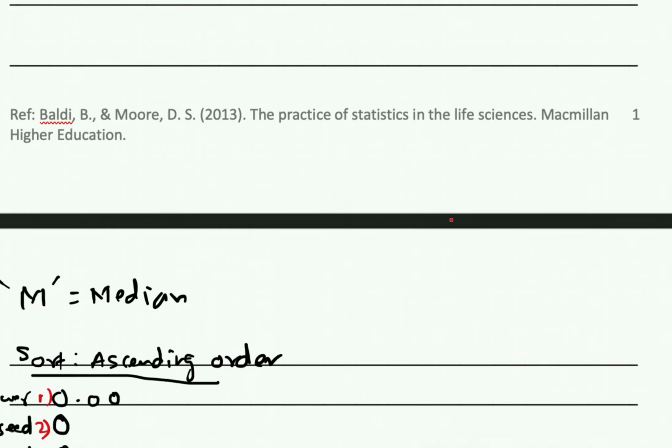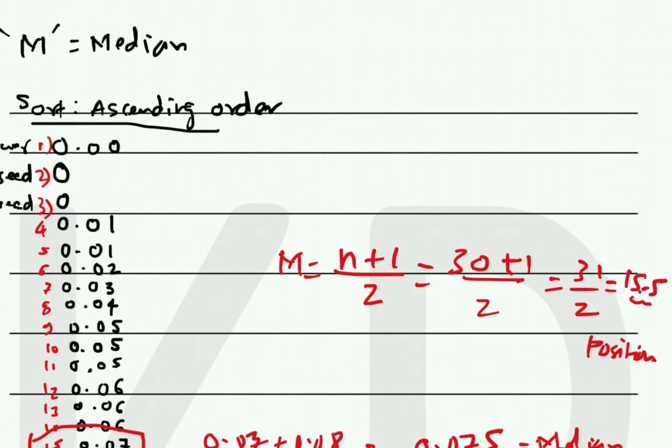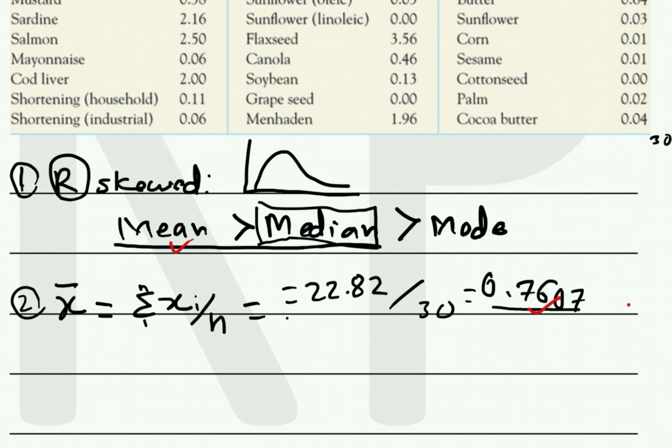Now the last part is verify your expectation. So we already set an expectation that if our data is right skewed, mean is greater than median, greater than mode. So here we have calculated both the mean, which is 0.7607, and let's look at the median here, which is 0.075. So let me just write it down, 0.075. And you can clearly see that your mean here, x bar, is greater than median. So that's how you have verified this explanation.